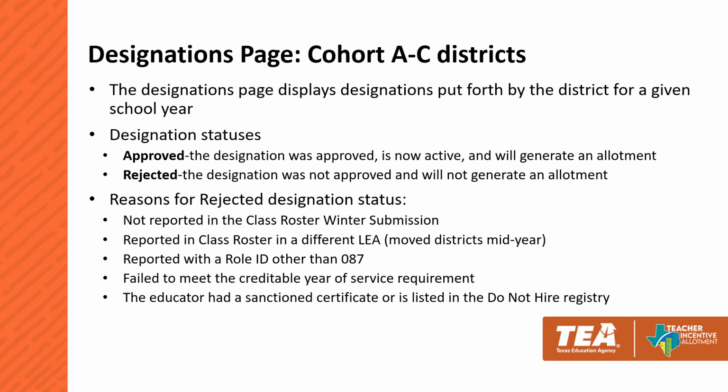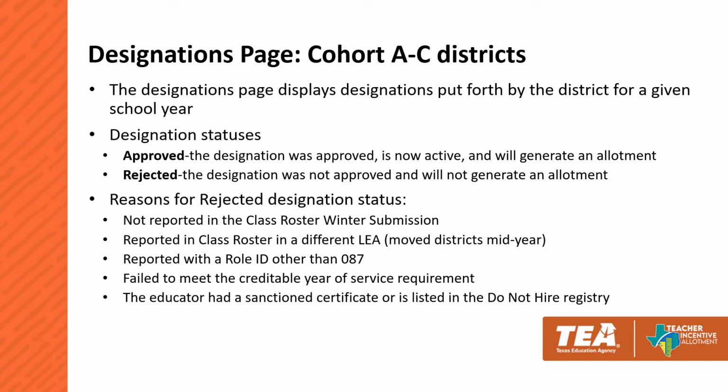So for cohort A through C districts, the designations page will display designations that were put forth by the district for a given school year. Designations should be in one of two statuses. If it's in approved status, that means the designation was approved, that teacher met the eligibility criteria, the designation is active, and it will generate an allotment for the same school year. If the designation was rejected, that means the teacher did not meet eligibility criteria. The designation was not approved, and it will not generate an allotment.